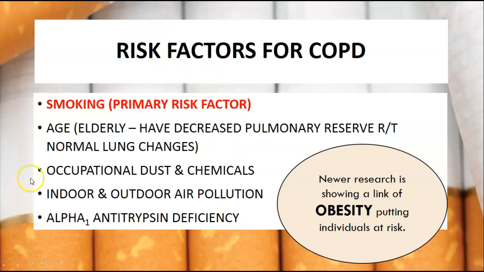As you can see by the background, just to really push the point, it is a bunch of cigarettes, because smoking is the primary risk factor for COPD. Aging: individuals can have a decreased pulmonary reserve related to normal lung changes, and this also exacerbates with asthma. Depending on their occupation, dust and chemicals, indoor and outdoor air pollution, and some may have a genetic component, alpha-1 antitrypsin deficiency. Also, which is interesting, newer research is showing a link to obesity, putting individuals at risk.